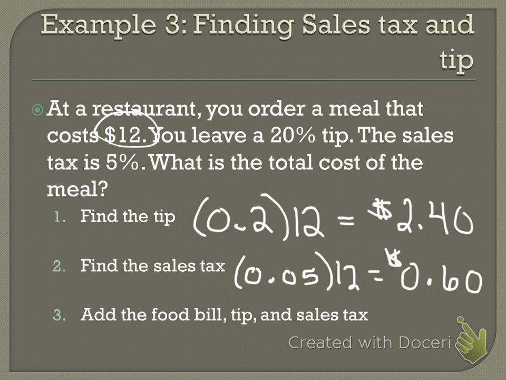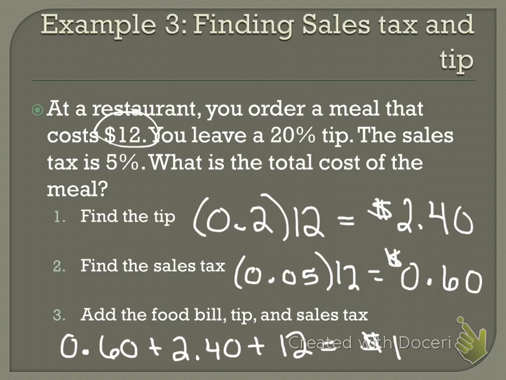So now, how do I find my total food bill? 60 cents. I just add them all together. Plus my tip, $2.40, plus my food bill, which is $12, gives me a total bill of $15. All right?